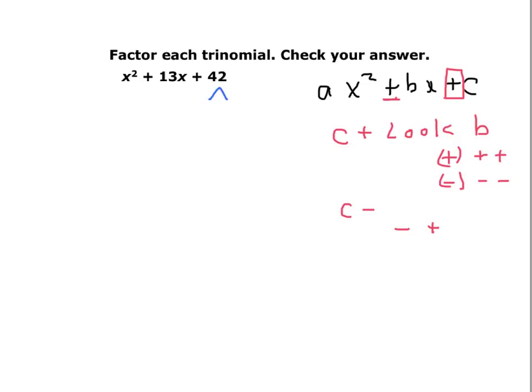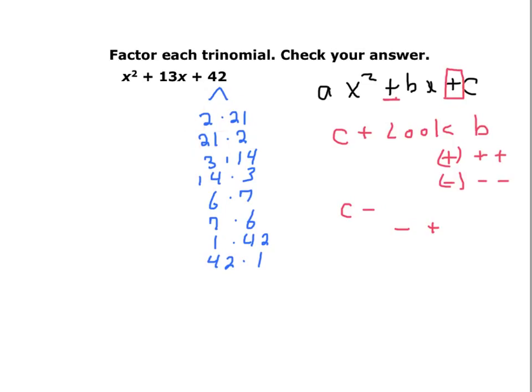The factors of 42 are this. Let's see, we have 2 and 21. I have 21 and 2. We have 3 and 14. 14 and 3. I have 6 and 7. 7 and 6. And let's see, I have 2 more. I have 1 and 42, and 42 and 1. Now notice I always go both directions with it. In this specific problem, it's not going to make a difference, but down the road, it will make a difference.